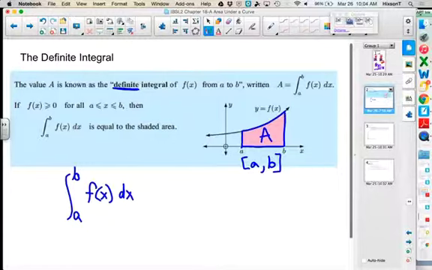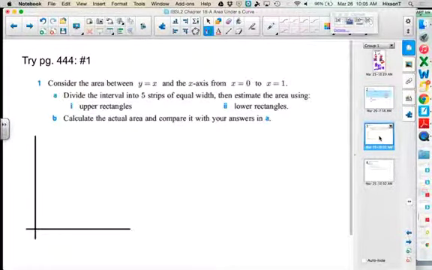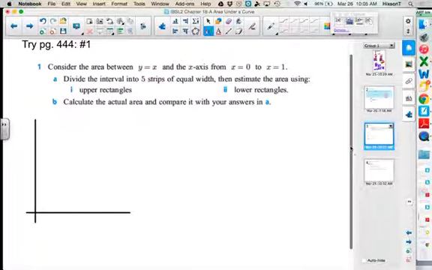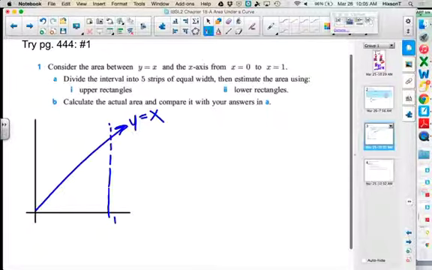Alright, so let's work through, we have just enough time I think. Let's work through one of these real quickly here. This is kind of a simple one because they give us a function. It says, consider the area between the line y equals x. So that's a nice easy function to work with. Okay, y equals x, and the x-axis from x equals 0 to x equals 1. So I'm going to put 1 here. Okay, and this is our point 1, 1.